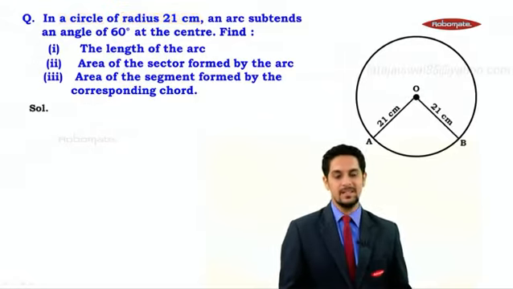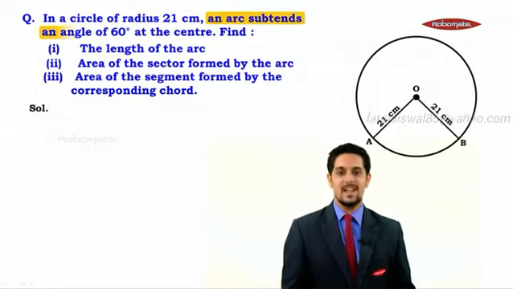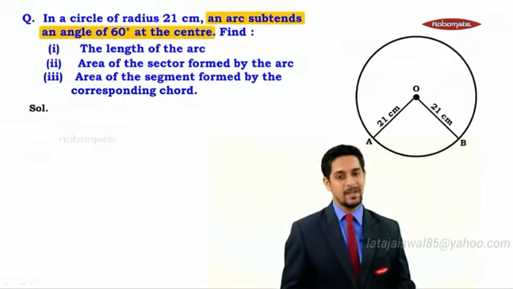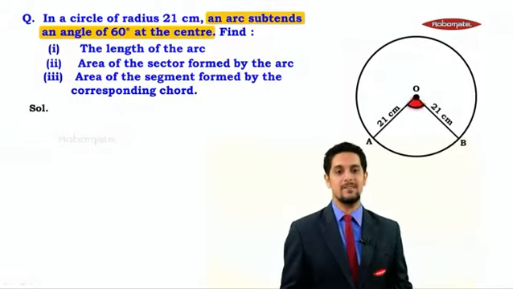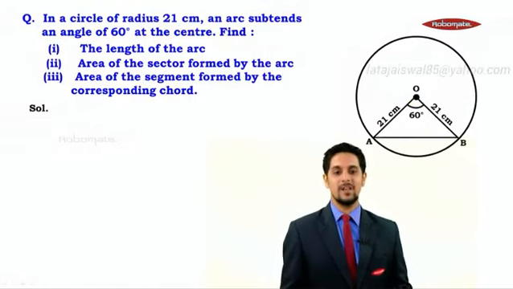The value of the radius is given to be 21 centimeters. Further it says an arc subtends an angle of 60 degrees at the center. That means the value of central angle is given. Theta is equal to 60 degrees. Students, we are supposed to calculate the length of an arc.